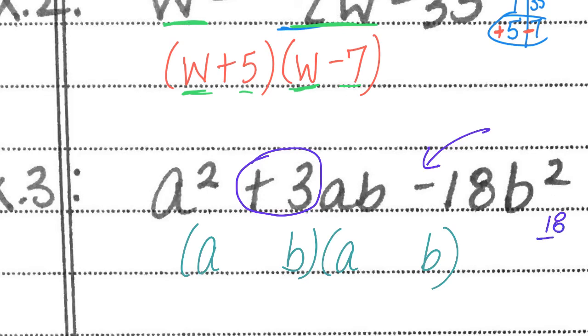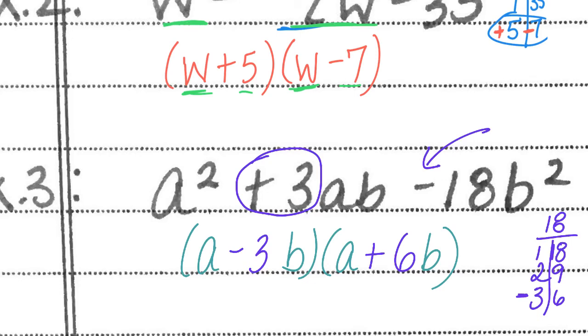Well, let's go over the factors of 18. 1 and 18, those would subtract to be 17. 2 and 9, those would subtract to be 7. 3 and 6, yes, those would subtract, where I would need a negative 3 and a positive 6.